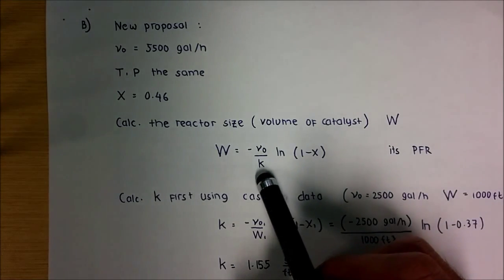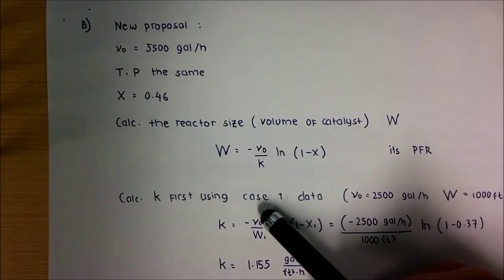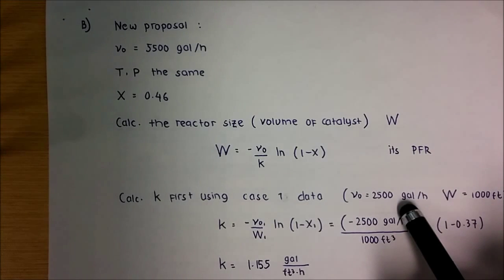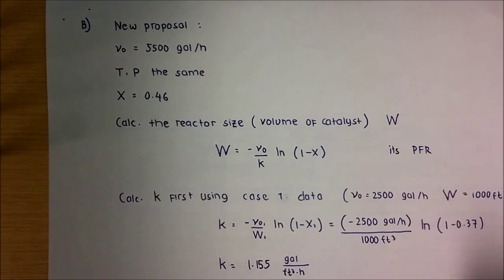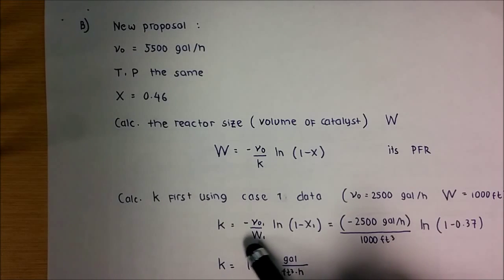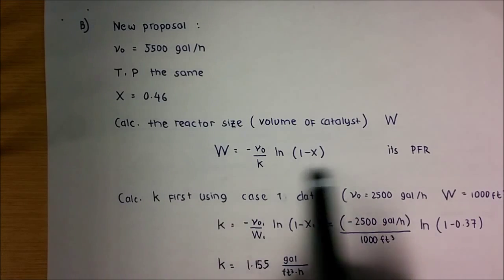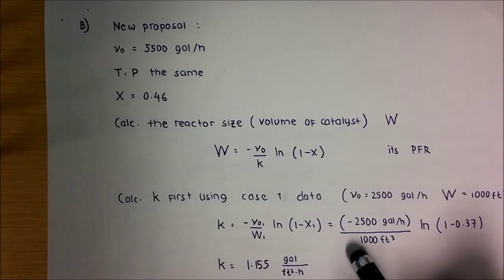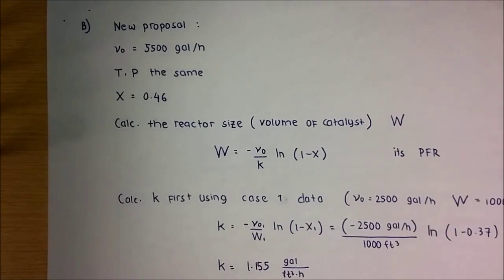Since we don't have the K information, we need to find K first using the data from case 1, which is a volumetric flow rate of 2500 with a volume of catalyst of about 1000 cubic feet. So K is going to be equal to minus V0 over W multiplied by the natural logarithm of 1 minus X, rearranged from this equation. If we plug in the numbers, we end up with K equal to 1.155 gallons per cubic foot per hour.